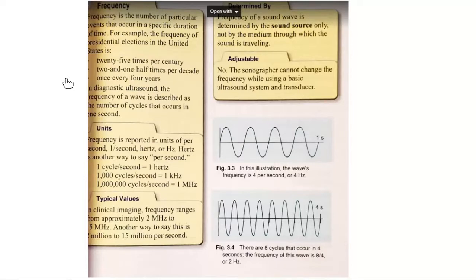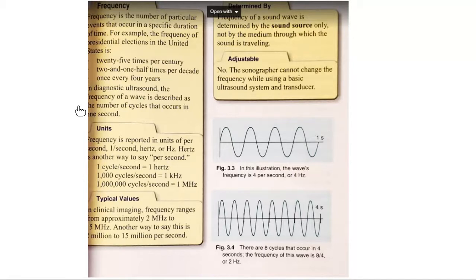In diagnostic ultrasound, the frequency of a wave is described as the number of cycles that occur in 1 second. So a lot of times I just call it cycles per second because I'm teaching an ultrasound course, and that's really the way a math guy probably would talk about this as well. But it could be events. You could talk about the frequency of presidential elections, except that would be like social studies or political science or something like that.